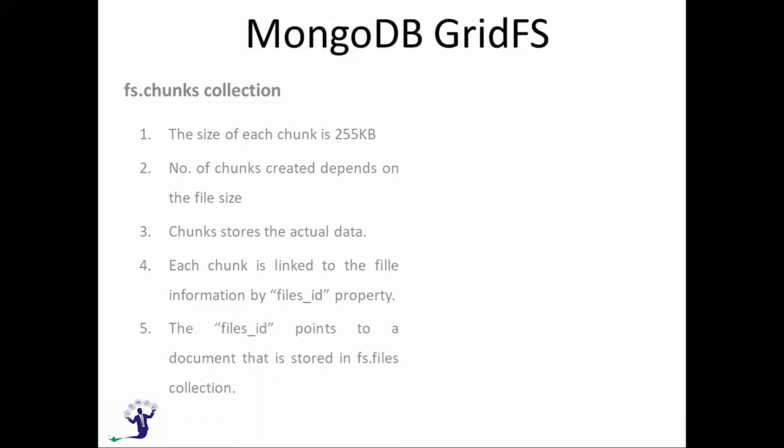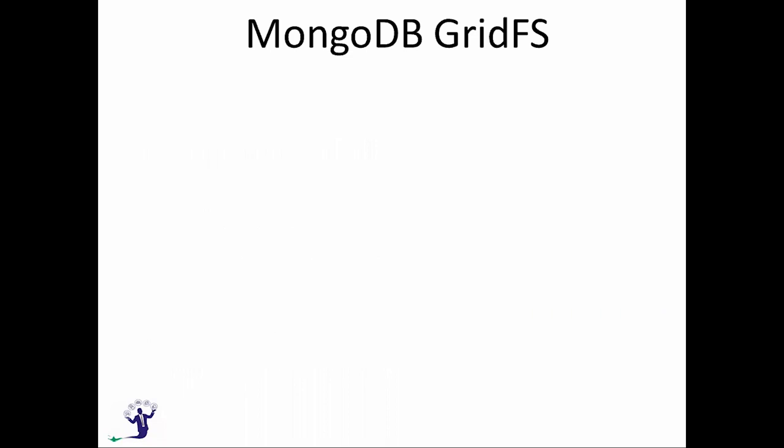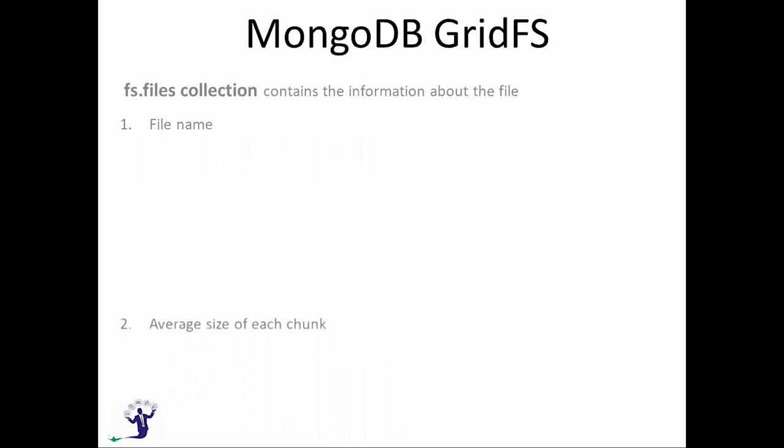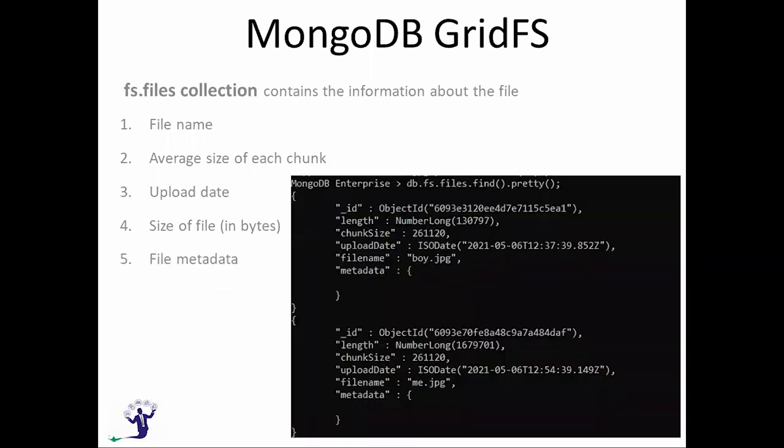The files_id points to a document that is stored in the fs.files collection. So which particular file a chunk belongs to is stored with the help of the files_id property. Here I have tried to display one chunk. The files collection contains information about the name of the file, the chunk size, upload date, size of the file, and file metadata. This is important from the interview point of view. So this is what you are getting over here.